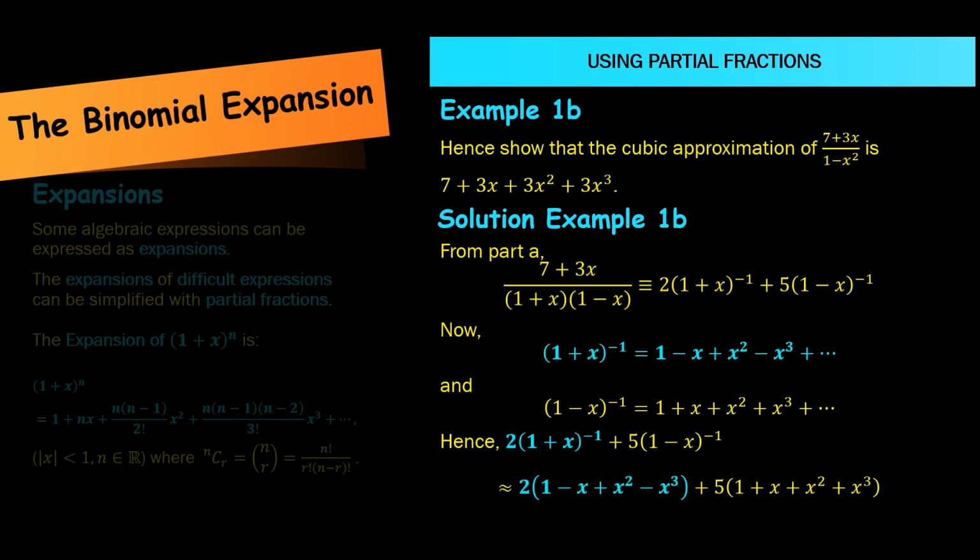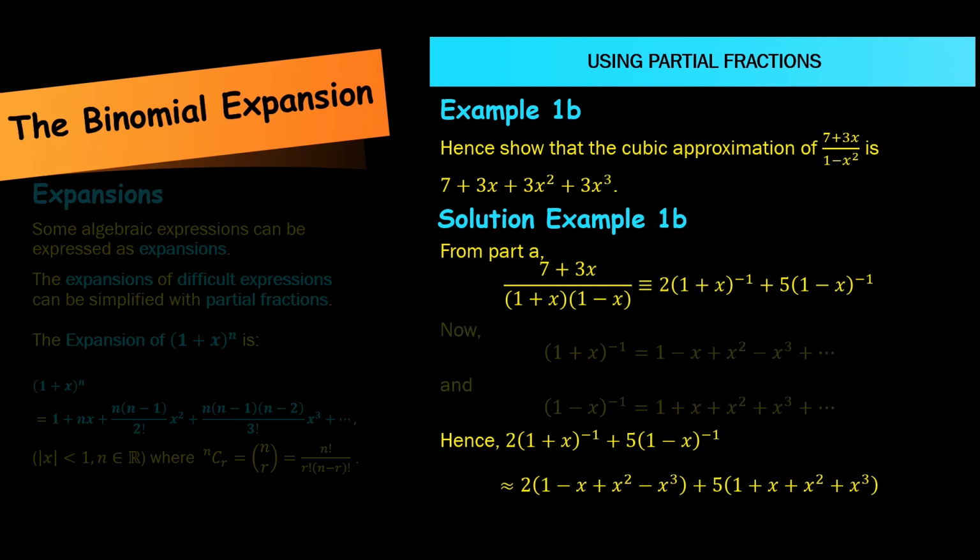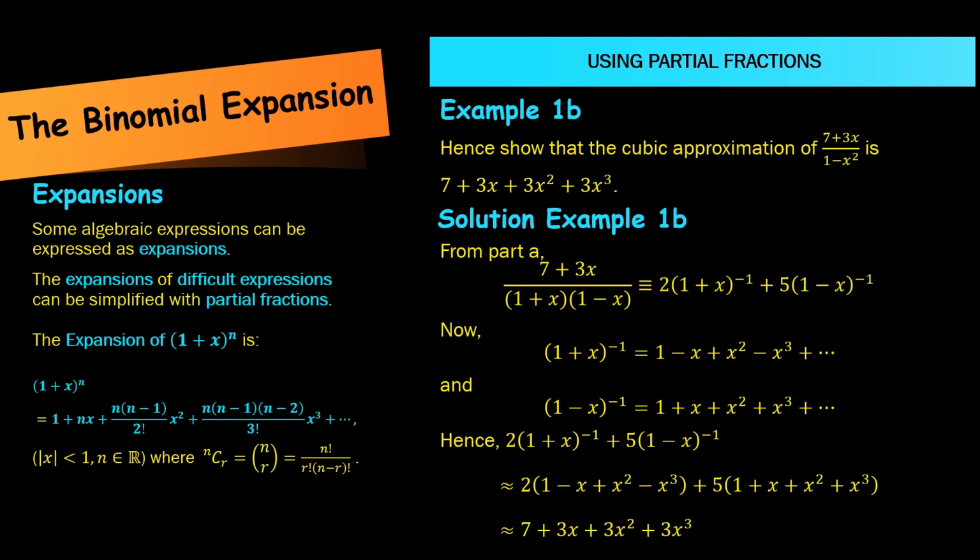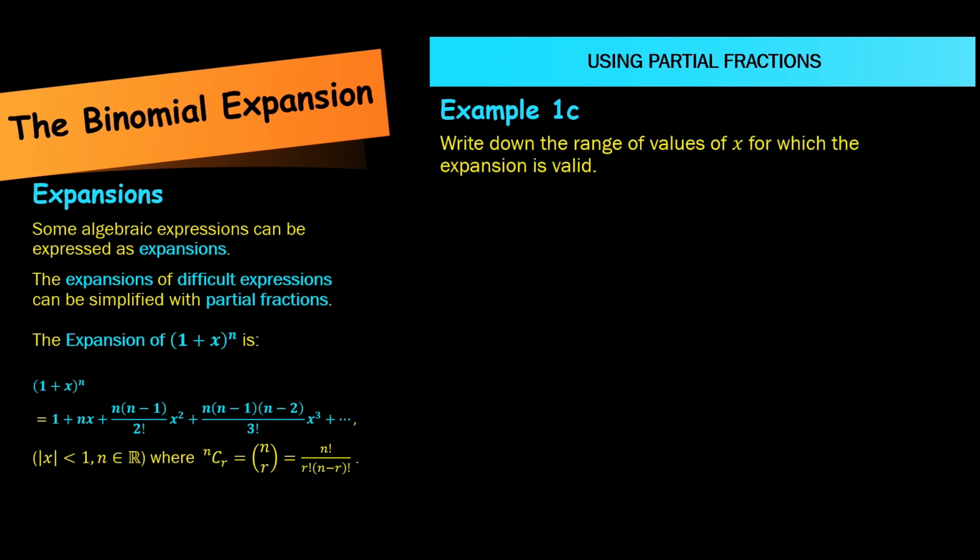We're only going to take the first 4 terms of the expansions, as we're required to show that our fraction is equal to a cubic approximation. And similarly, plugging in the expansion for 5 times 1 minus x to the power -1 gives us the expression shown. And finally, tidying up gives us the required cubic. And now for part C, we are required to write down the range of values of x for which the expansion is valid.